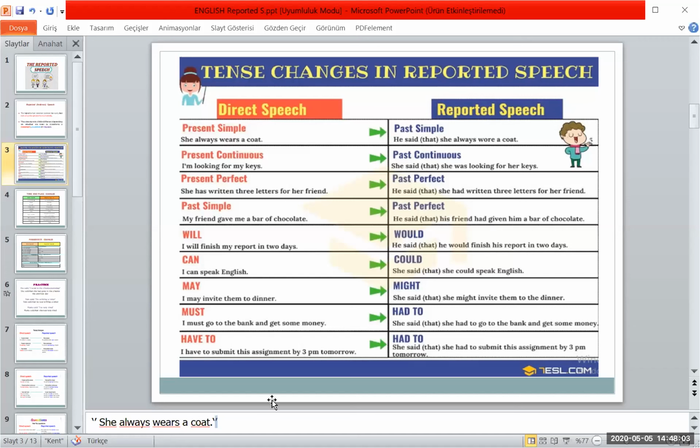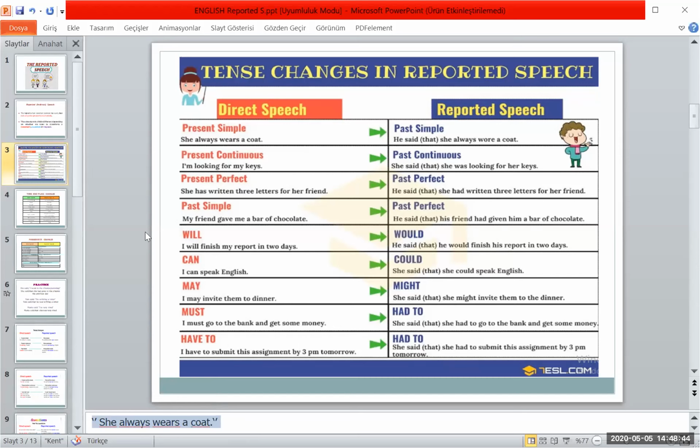So I was talking about the tense changes in reported speech and when to say direct speech, when to say reported speech or indirect speech. We say direct speech when we are talking about the original sentence. The original sentence is most of the time used in quotation marks. Please pay attention to where I am pointing. This quotation mark marks that this sentence is original. It was uttered in its original sense.